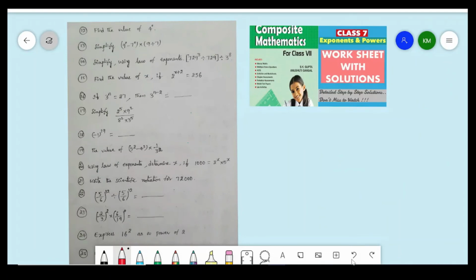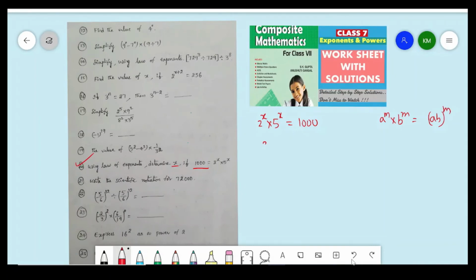Let us move to the next problem, number 20. Using the law of exponents, determine the value of x if 1000 equals 2 power x multiplied by 5 power x. Here it is given that 2 power x multiplied by 5 power x is equal to 1000, right? So here we have 2 power x multiplied by 5 power x. That means what? a power m multiplied by b power m can be written as ab whole power m.